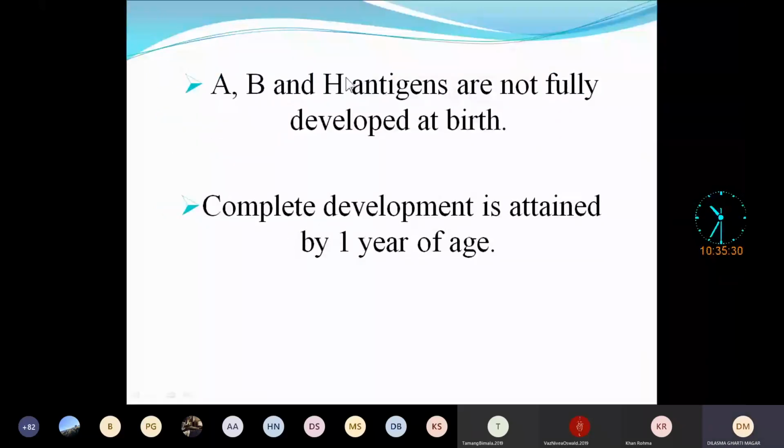Now at birth, the H antigen, A antigen, and B antigen will be there, but they are not fully developed at birth. These antigens will be present on a person's red blood cells, but the A antigen, B antigen, and H antigen are not fully developed at birth.